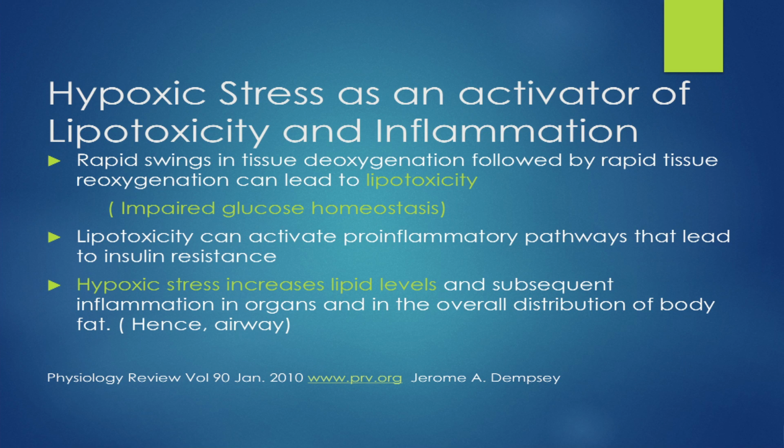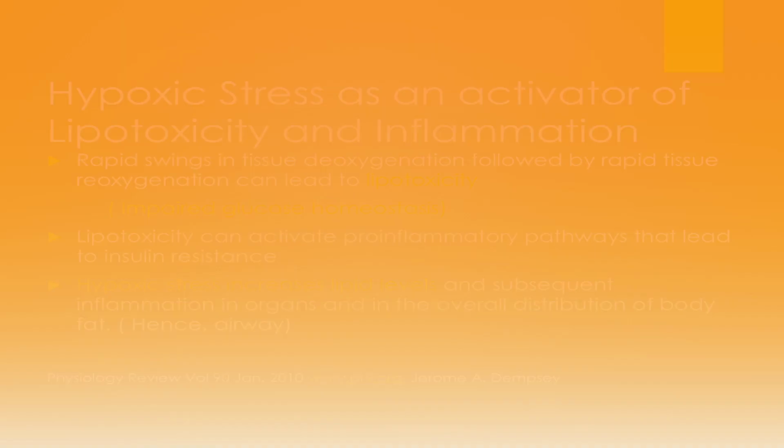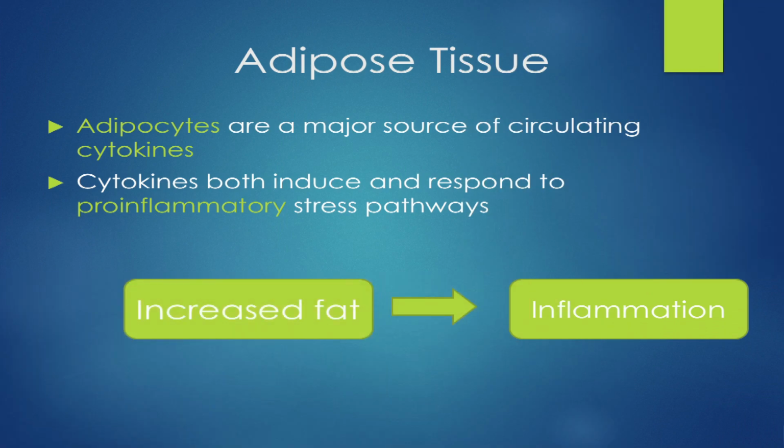Lipotoxicity also increases the distribution of body fat, which can also lead to inflammation. Our fat is stored in cells called adipocytes. Adipocytes are a major source of circulating cytokines. Cytokines both induce and respond to pro-inflammatory stress pathways. So here is a pathway for increased fat causing inflammation.